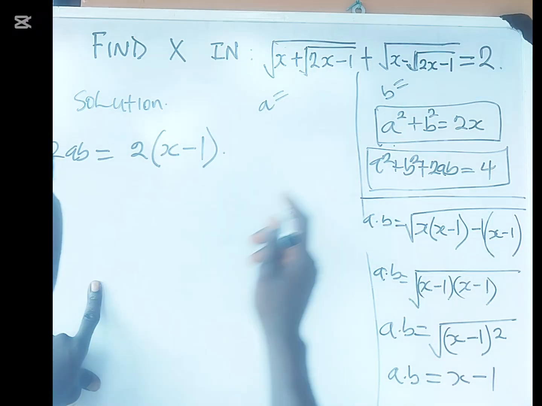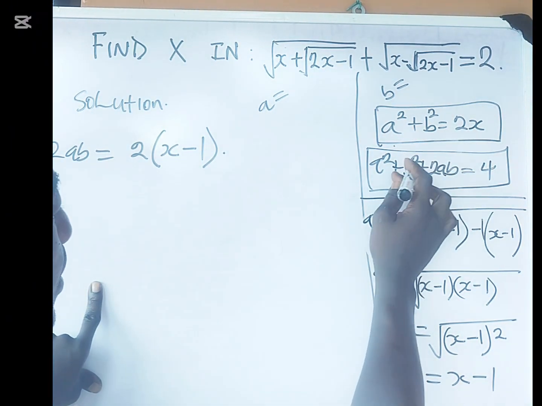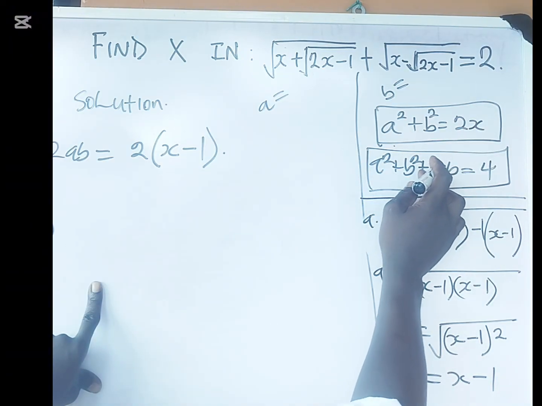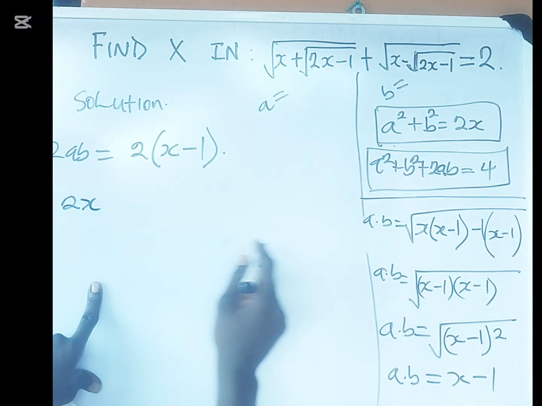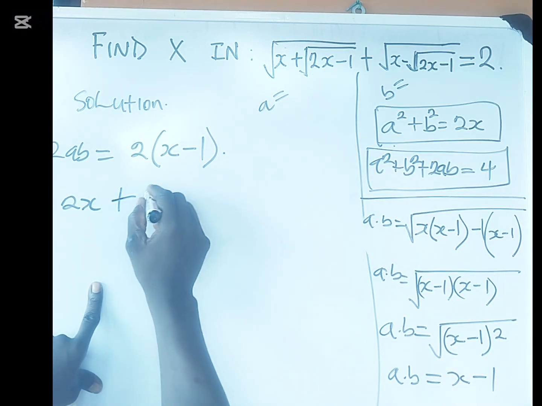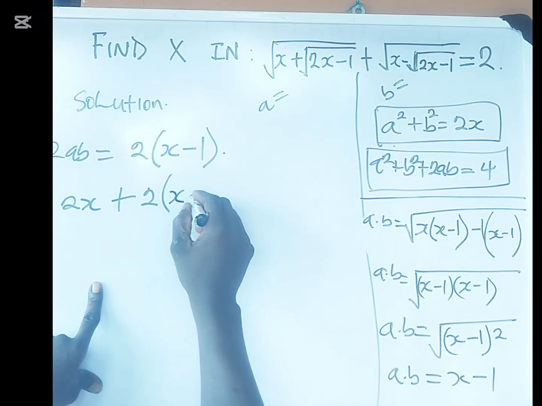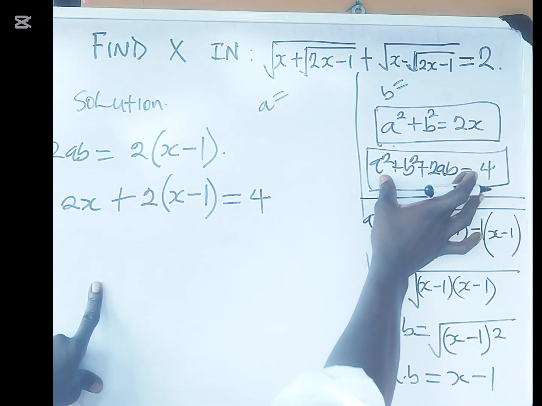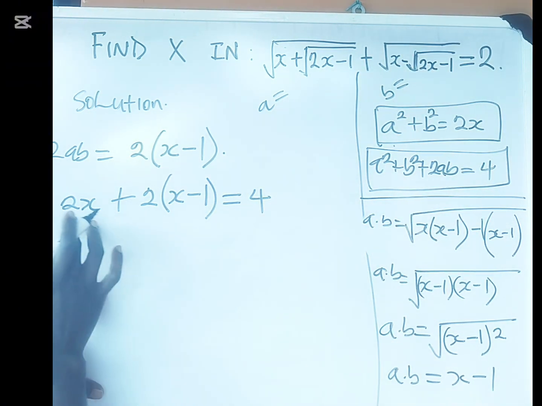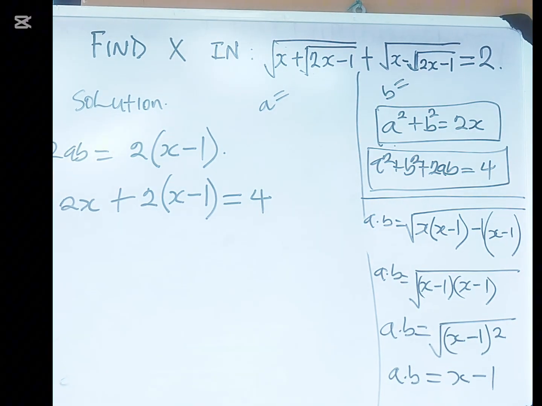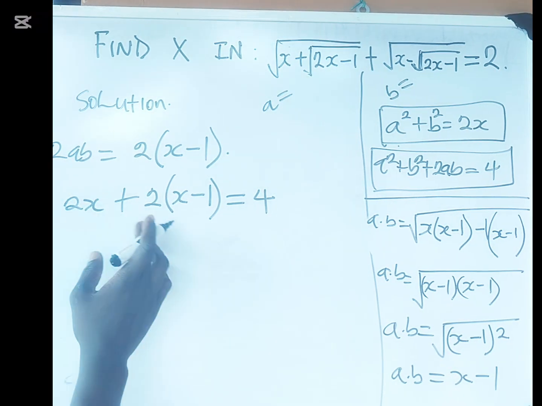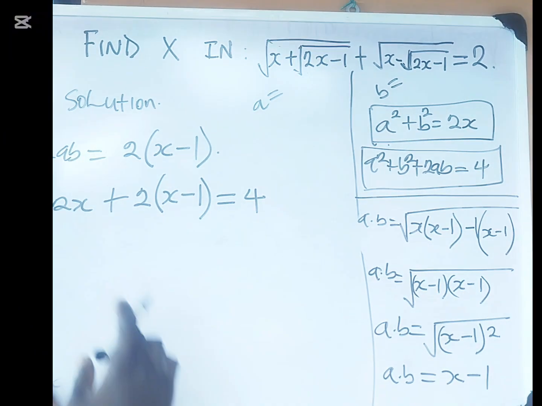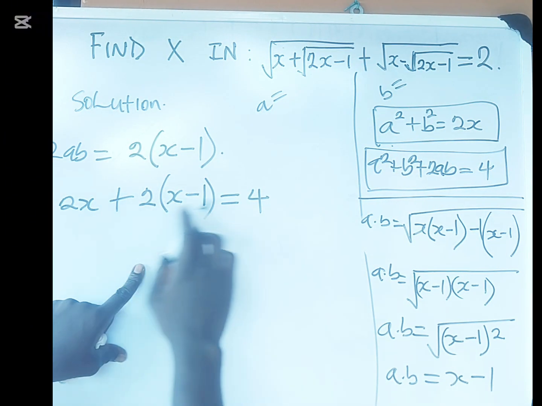To rewrite the whole of this equation in terms of x, it becomes a squared plus b squared is equal to 2x. So in place of a squared plus b squared, we are going to write 2x, then plus 2 into bracket x minus 1 is all equal to 4. So we have now rewritten this equation in terms of x. Look at this equation carefully. 2 is a common factor to each of the terms of this equation. So I'm going to divide through this equation by 2.